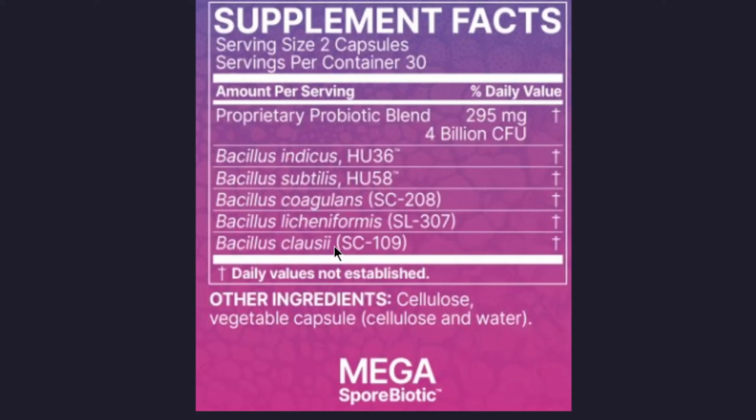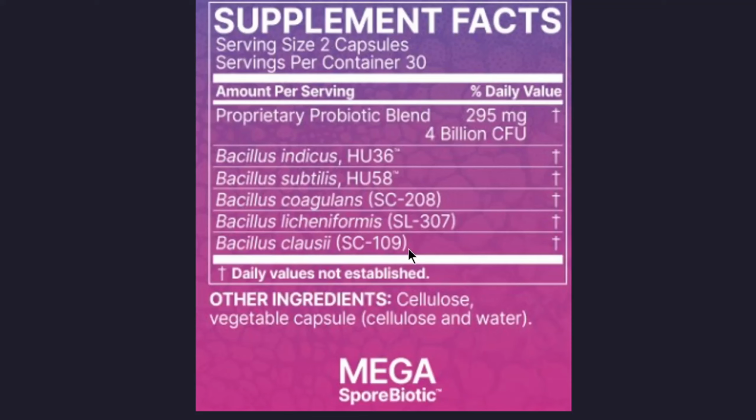Those 5 Bacillus strains, the indicus, subtilis, coagulans, licheniformis, and clausii, that are in Megaspore do not compete with each other. And that has been studied when they created this combination of Bacillus strains for Megaspore, which, by the way, is the first probiotic on the market with this combination of Bacillus spores. The Bacillus spores in Megaspore protect the gut, reduce the number of pathogenic organisms, and increase the number of beneficial microbes. They reseal the gut lining.